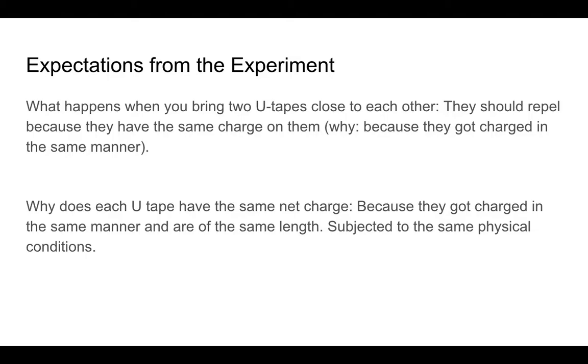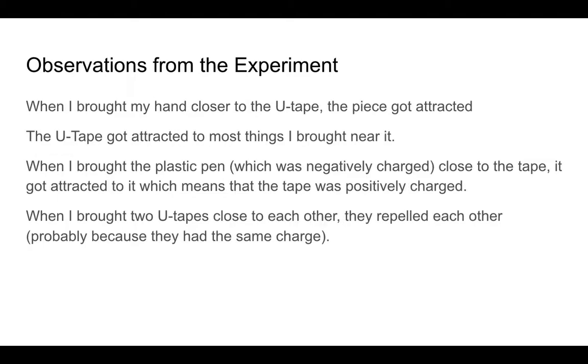First of all, my expectations from the experiment. When you bring the two tapes close to each other, they should repel because they were formed in exactly the same manner, right? So they should have the same charge on them, and like charges repel. Now, why should each tape have the same net charge? That is because they got charged in the exact same manner and are of the exact same length. Essentially, they are subjected to the same physical conditions and therefore they should be identical in their charges.